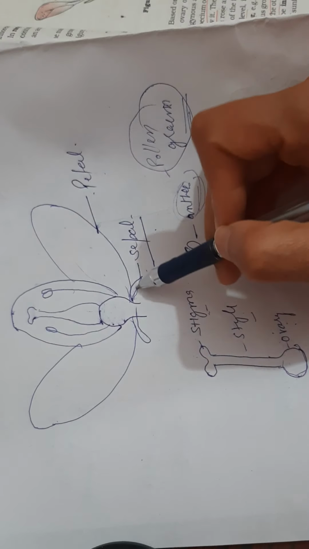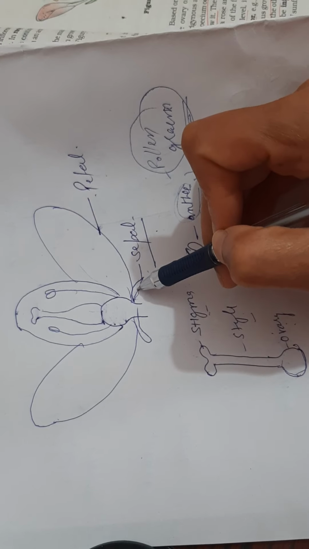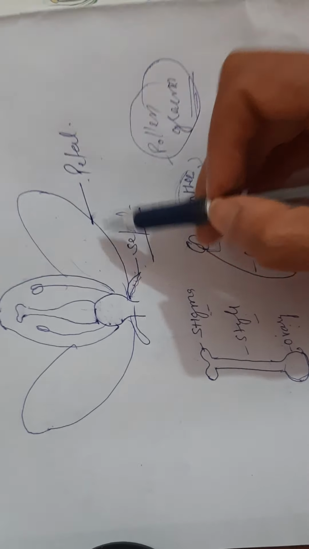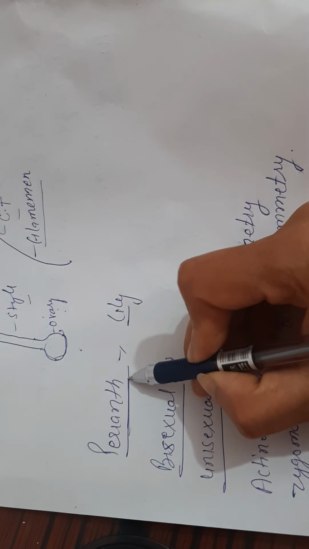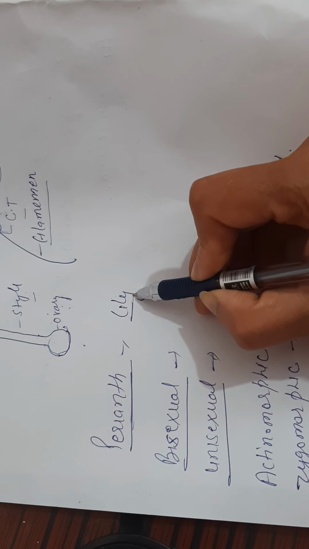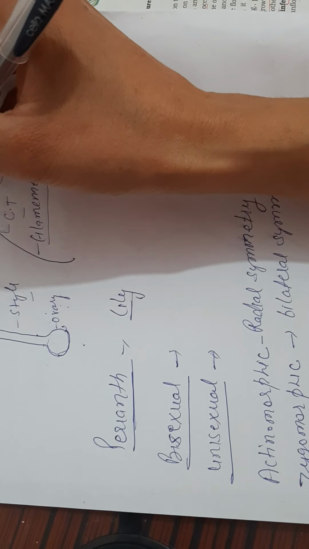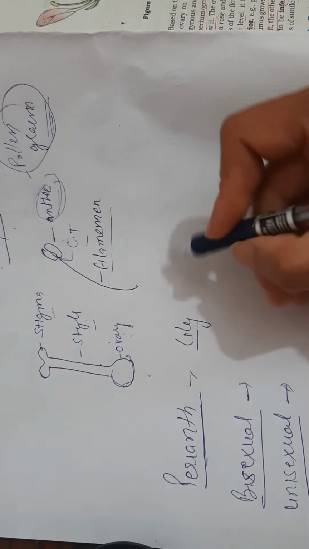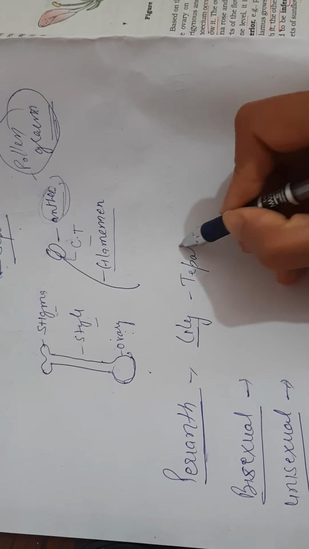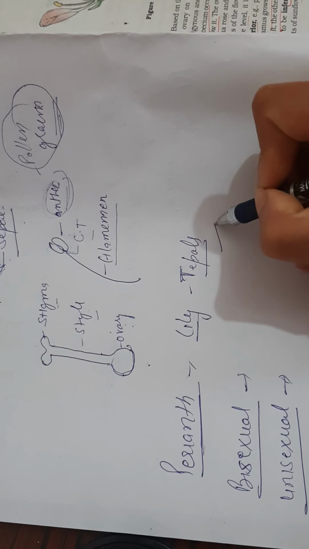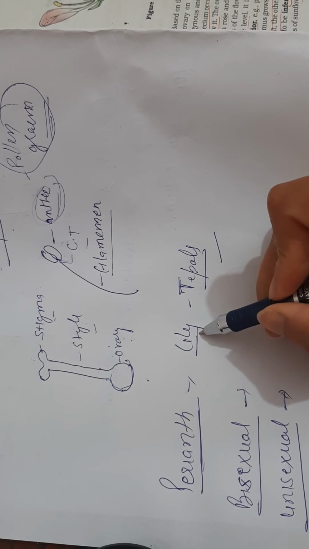In some cases, we can't differentiate between the sepals and petals. Then the condition is known as the perianth. Example is lily. In case of lily flower, we can't differentiate between the petals and sepals. When petals and sepals can't be differentiated, they are known as tepals. Okay, जो भी हमें दिखेंगे उनको हम tepals बोलेंगे in case of lily.